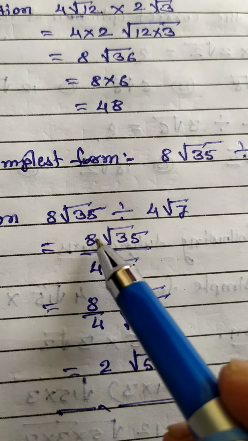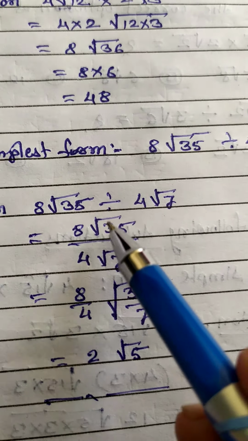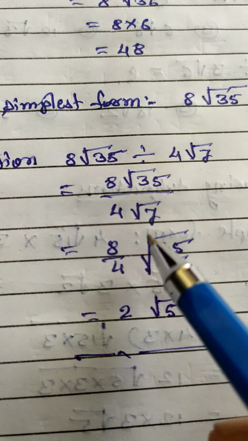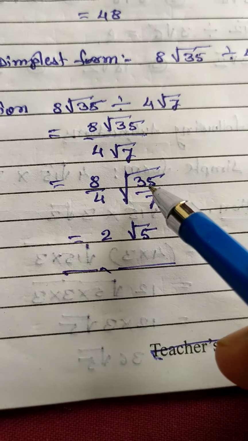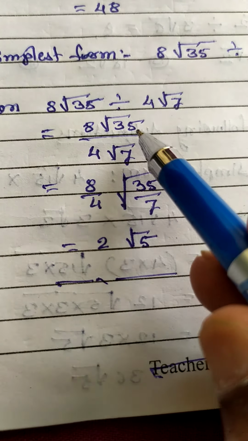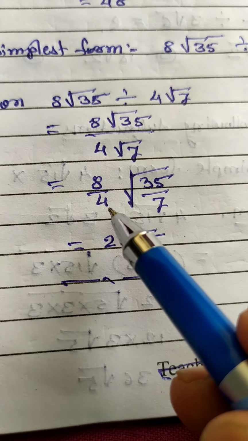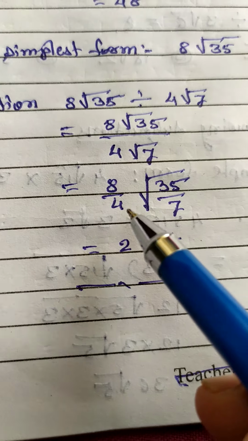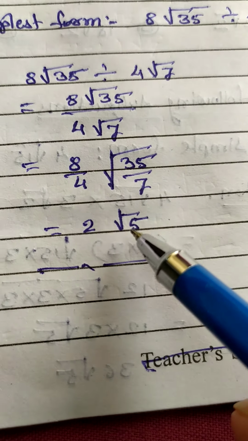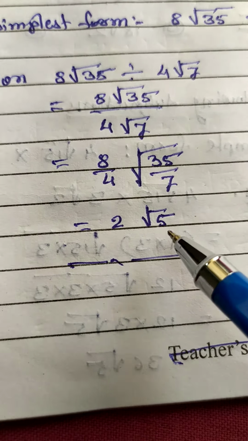Now I write again 8 by 4, and these two radicals I write in one root. So I write again 35 by 7. Now I divide this 8 by 4. So 4 twos are 8 and 7 fives are 35. So the answer is 2 into root 5.